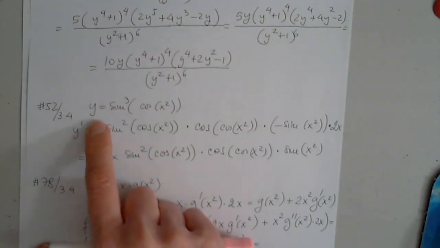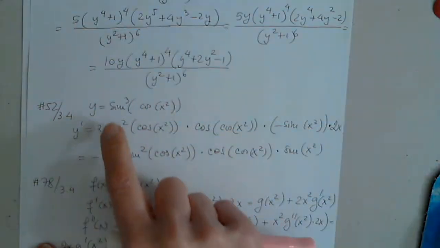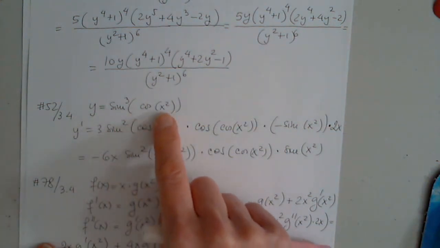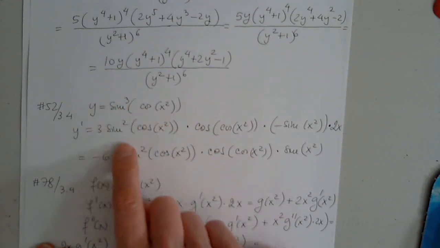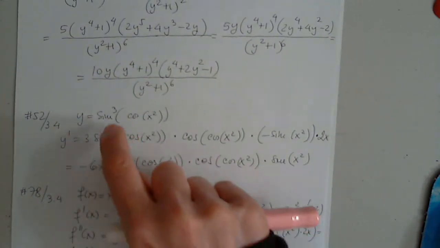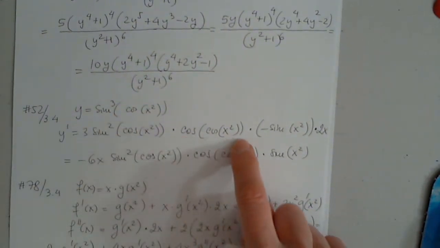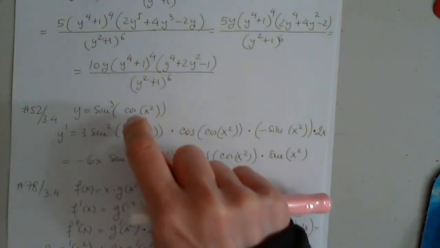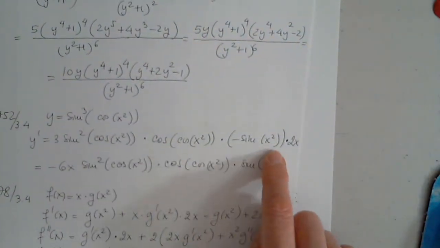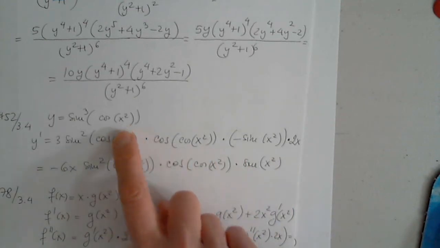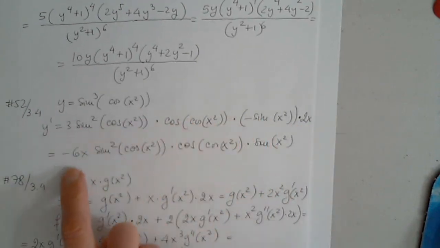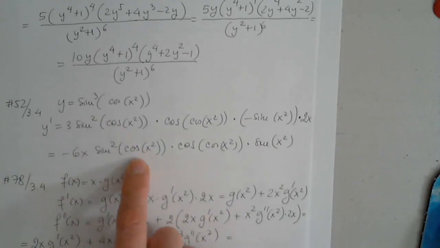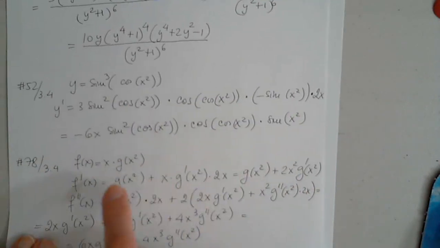In order to differentiate this function, we have the outer, the inner, the next inner, and the innermost. So 3 sine squared of the argument times sine prime, which is cosine of the argument, times cosine prime, which is negative sine of the argument, times the inner function prime, which is 2x. Then I collected 2x with minus and 3, and I put -6x in front. I copied.